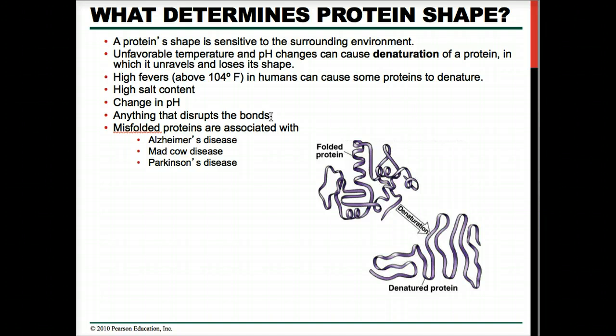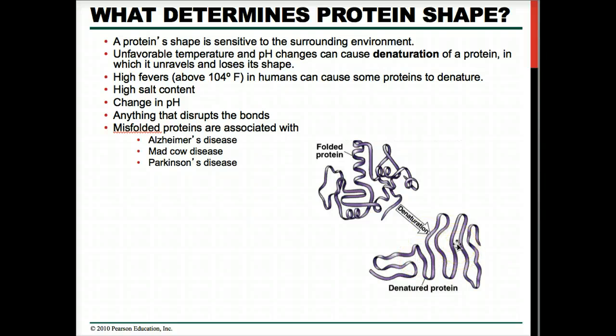Anything that disrupts bonds. Some examples of misfolded proteins that are associated with diseases are Alzheimer's disease, mad cow disease, and Parkinson's disease. So sometimes they can go back to a native state. Sometimes they're permanently left this way.